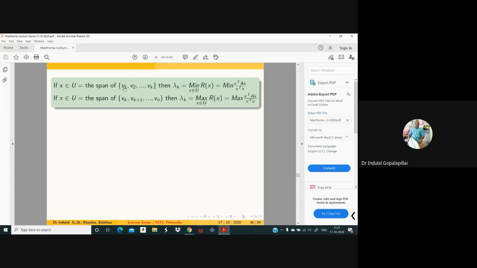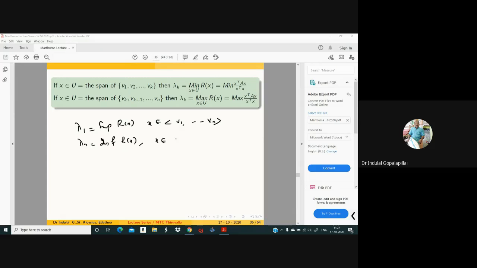We took x in the span of v1, v2, v3, etc., vn, where v1, v2, v3, etc., vn, in that order, are the eigenvectors of the eigenvalues lambda 1, lambda 2, etc., lambda n. Then we proved that lambda 1 is the supremum of the Rayleigh quotients, where x belongs to the span of v1, v2, etc., vn, and lambda n is the infimum or the minimum of the Rayleigh quotients.